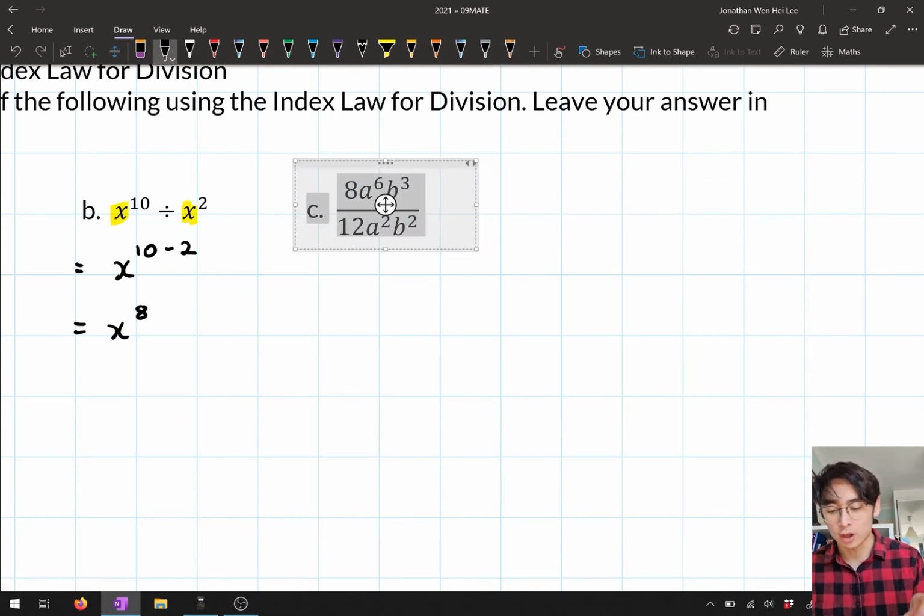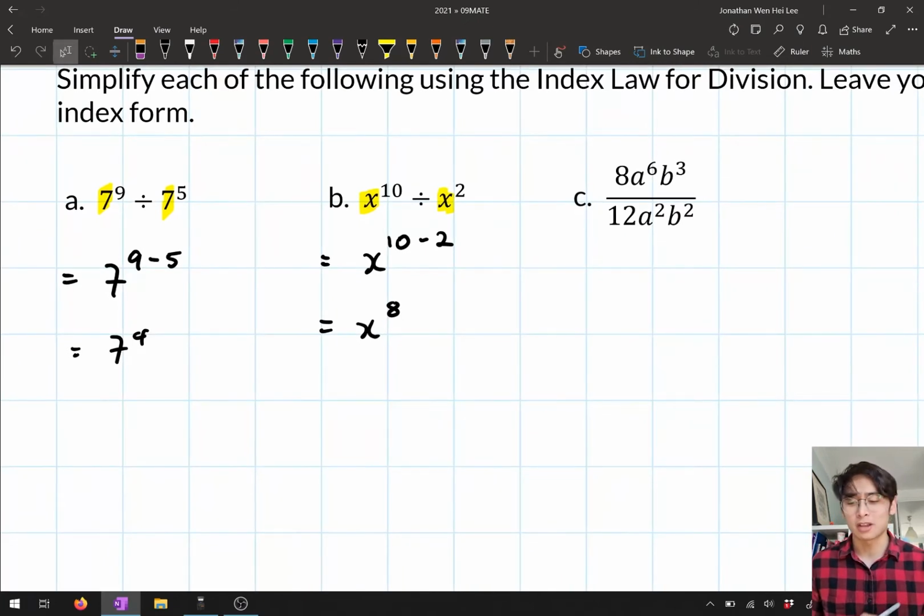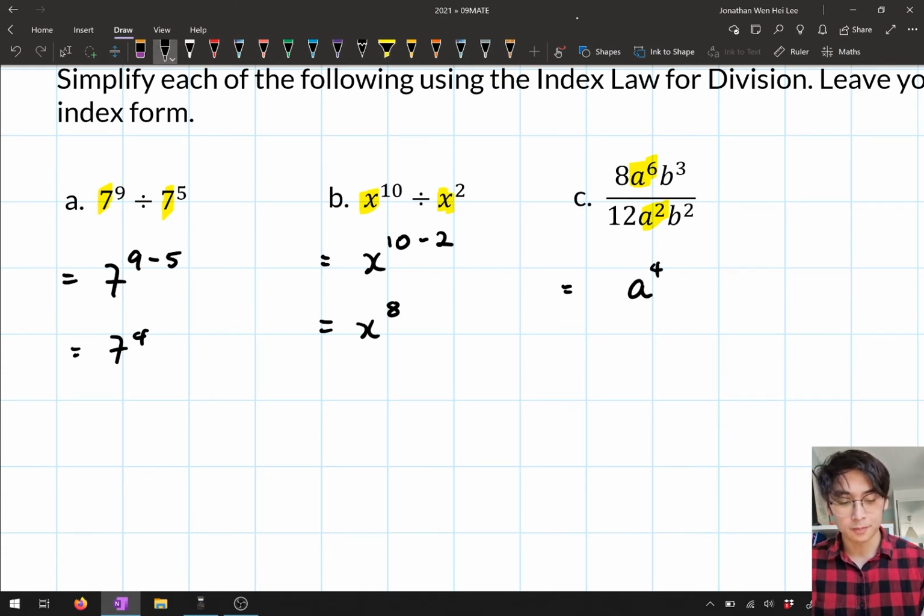This one, we've got a fraction, and the fraction just tells me I'm doing division. It's similar to our first two, but here we've actually got a few other things included. Let's deal with our letters first. So here I've got a to the power 6 divided by a to the power 2. We're going to deal with only the terms with the same base. So I've got a's over here: a to the power 6 divided by a to the power 2. When we divide, we just subtract the powers. And so I'm going to have a to the power 4.